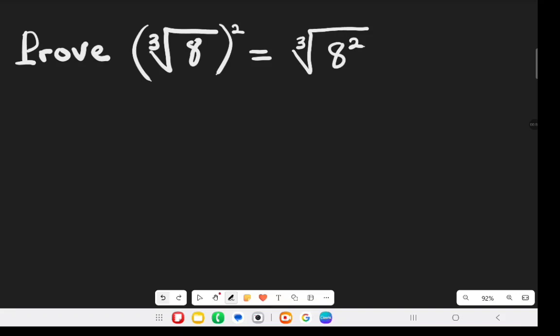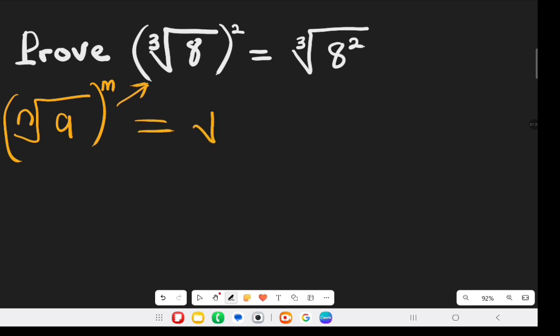JN. Today I'm going to show you that these two expressions are equal. First, there is a law of indices that states that whenever you have the nth root of a raised to the power of m, which expresses this first one, is equal to the nth root of a raised to the power of m, which expresses the second one.